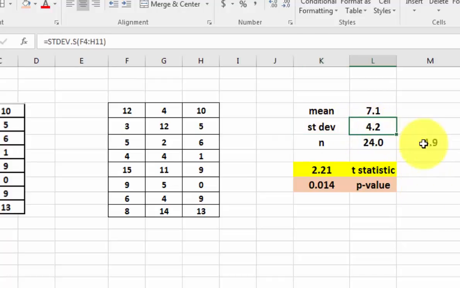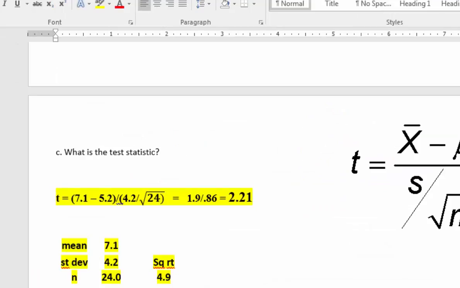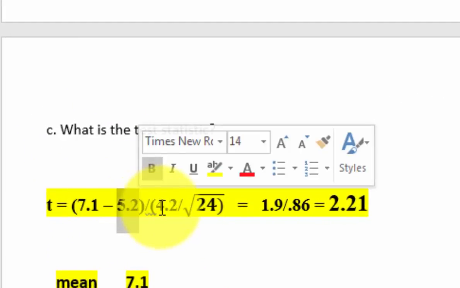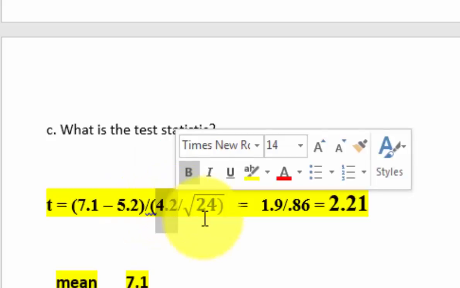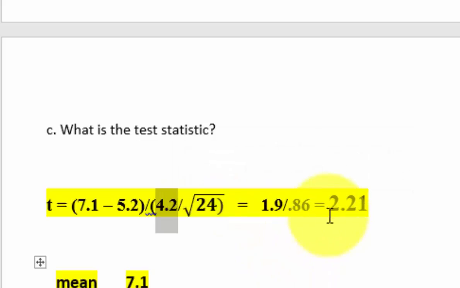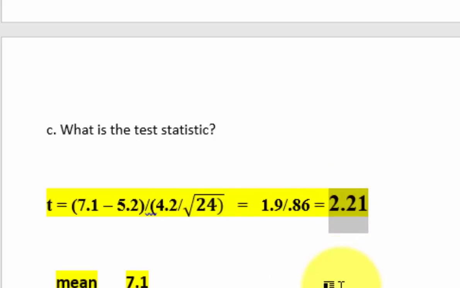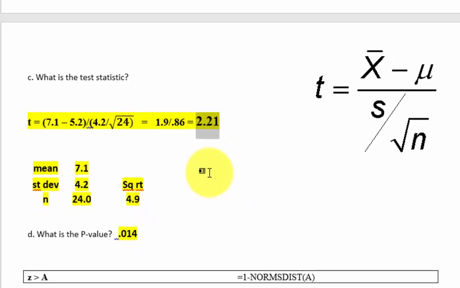I'm sorry, you're going to use the standard deviation from the sample, 4.2, but you're going to divide that by the square root of the sample size. That's this number. Okay, but there's all the data. Let's get back to the problem. Right, so his mean minus the stated mean, divided by the standard deviation of the sample, 4.2, divided by the square root of the sample size, square root of 24, and we come out with a final test statistic of 2.21.